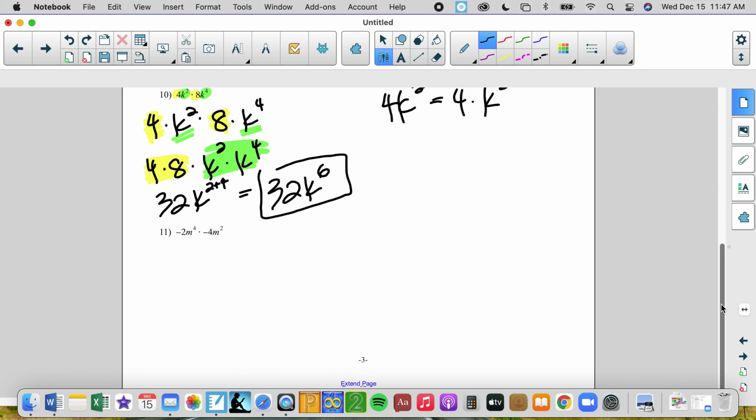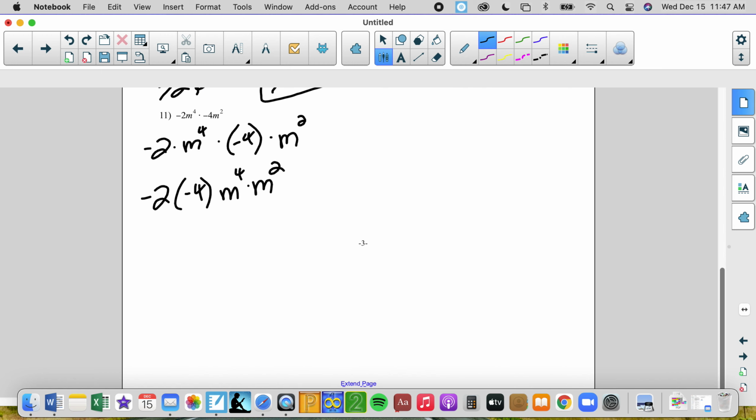Number 11, we're going to have negative 2 times m to the 4th times negative 4 times m to the 2nd. So we have our constants, and then we have our like bases. Negative 2 times negative 4 is positive 8. And then we have like bases, so we're going to add their exponents. And that gives me 8m to the 6th.